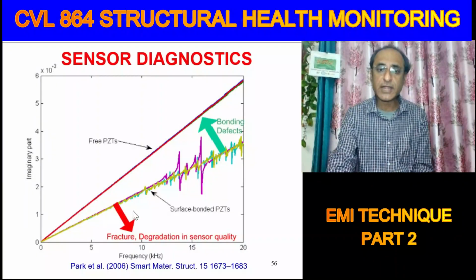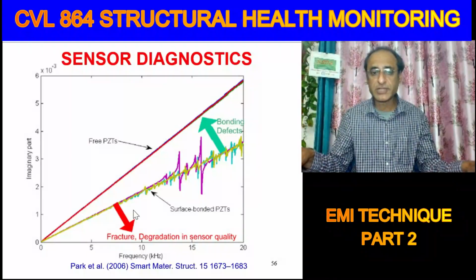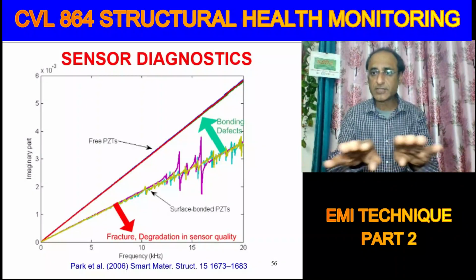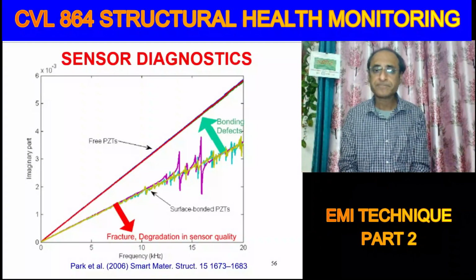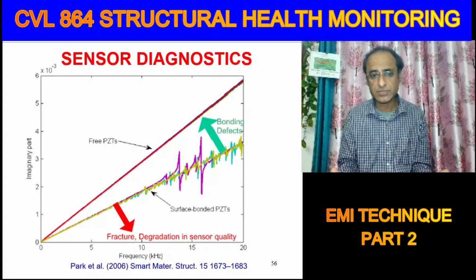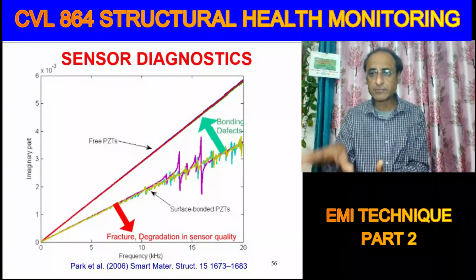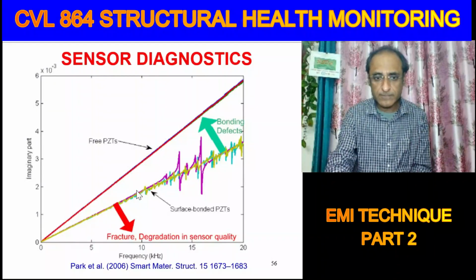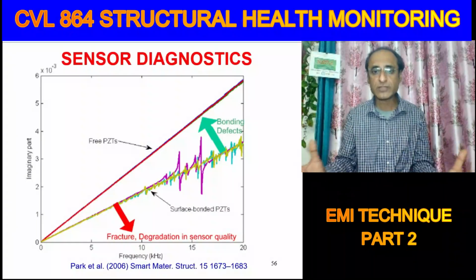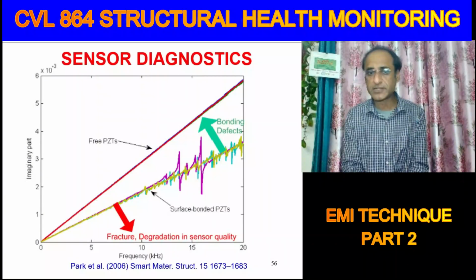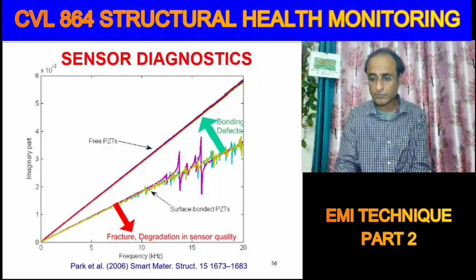Okay, next, if there is any fracture in the piezo itself, let's say the piezo patch has broken down in two parts, the capacitance portion will degrade, and this will bring down the slope like this. So these are the two ways we can assess whether the patch itself is fine or not. So we give you an example.